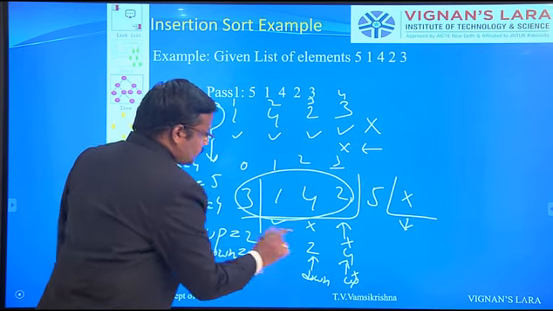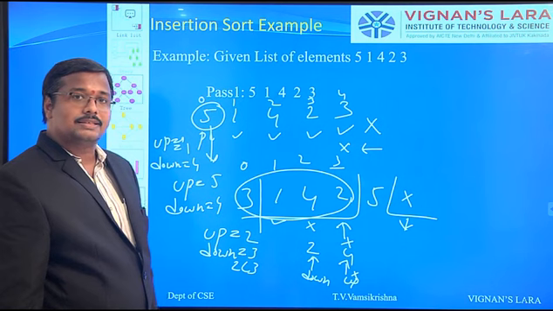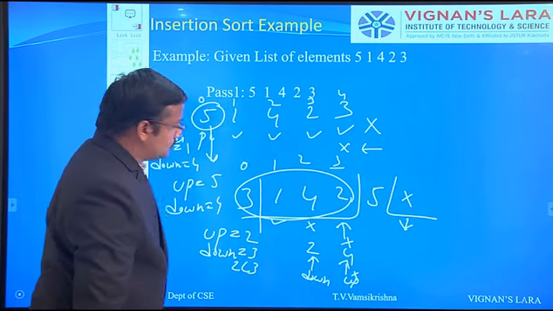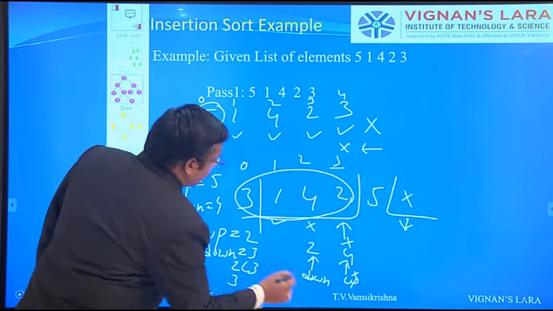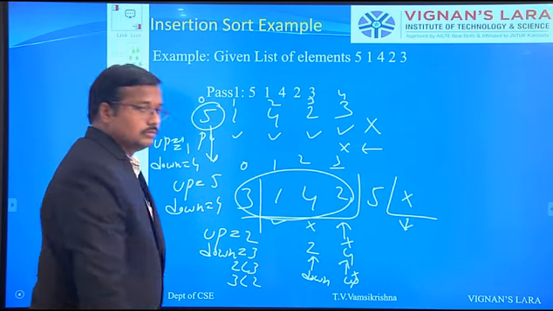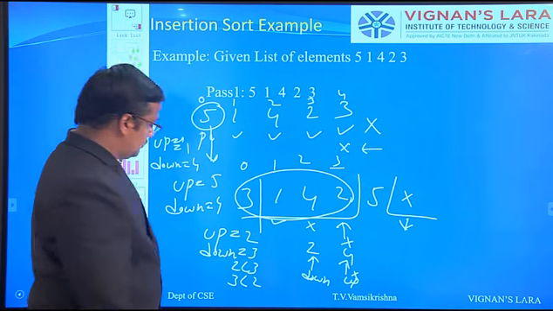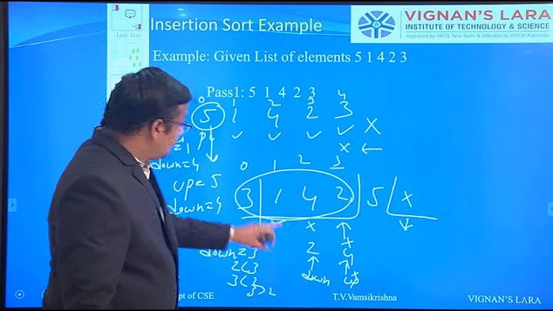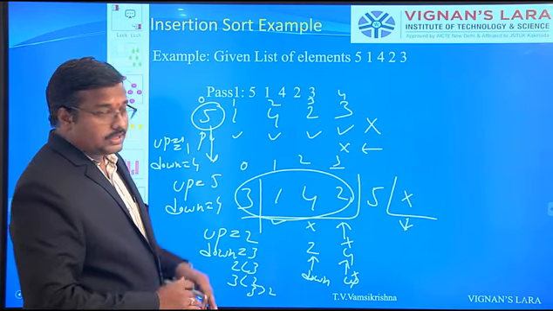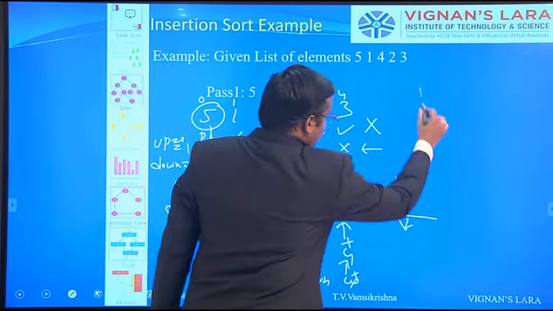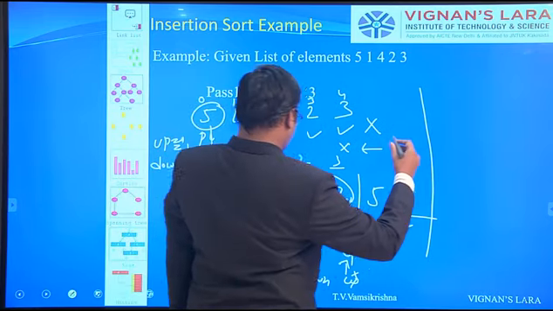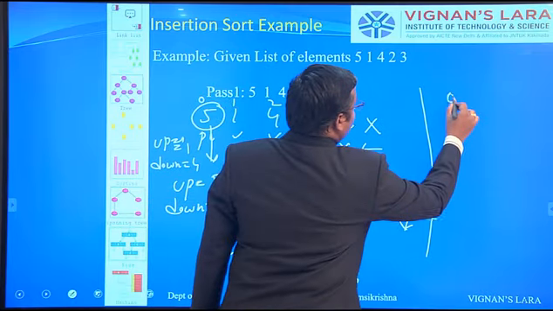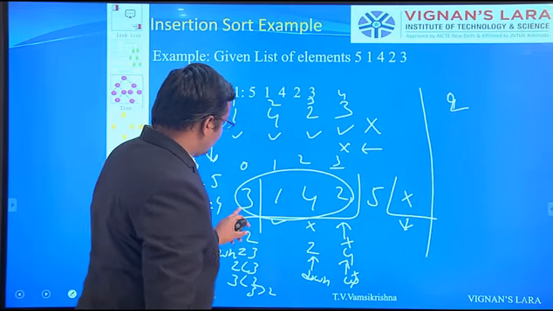So 3 is compared with 2. Not greater, less, failed. So at this time the up value is 3 and the down value is 2. Is 3 less than 2? No, the condition fails, meaning 3 is greater than 2. So what is the down value and what is the pivot? These two swap each other. So 2 comes to the pivot position.